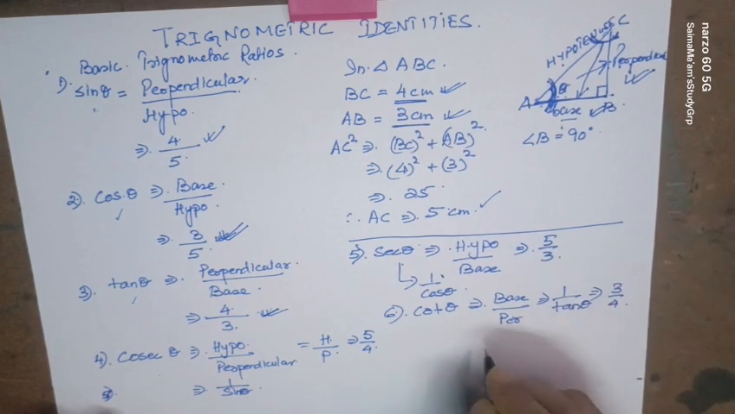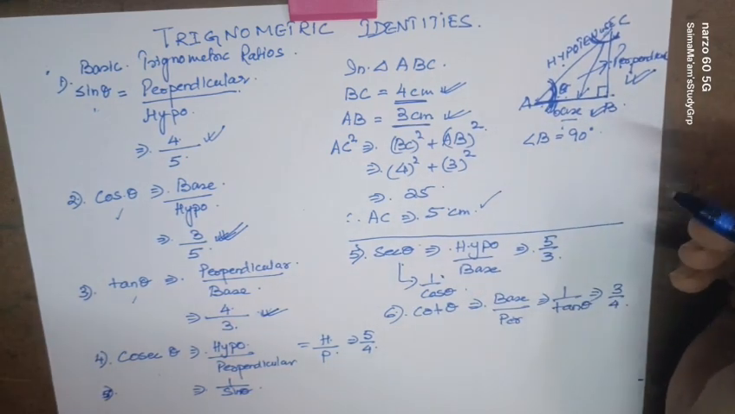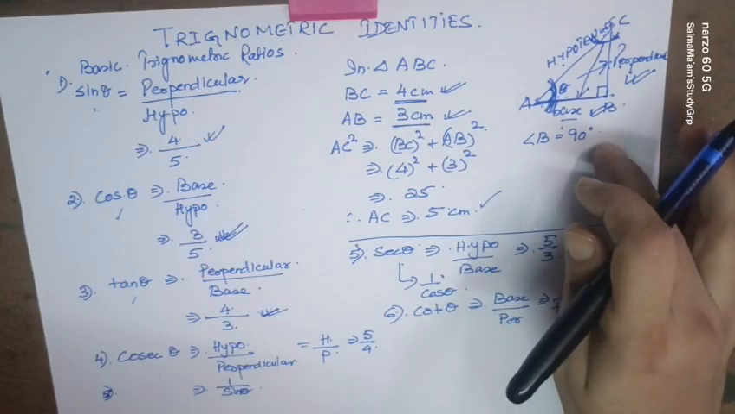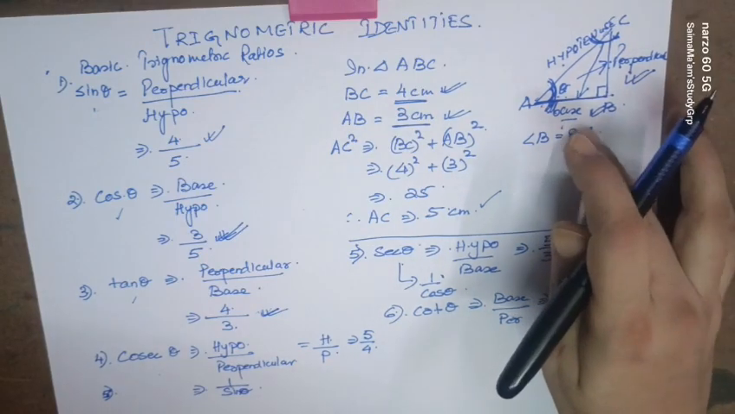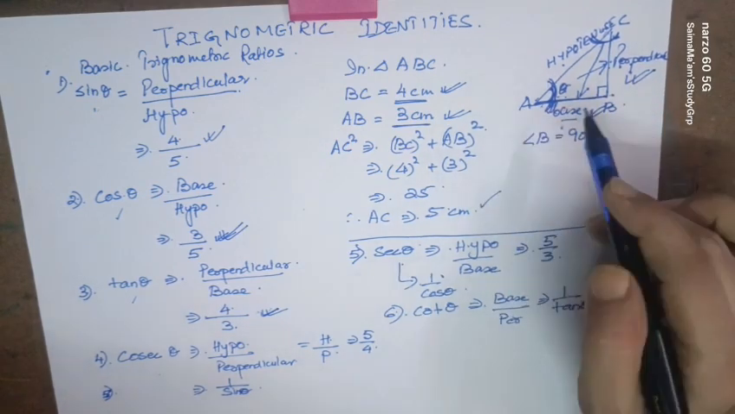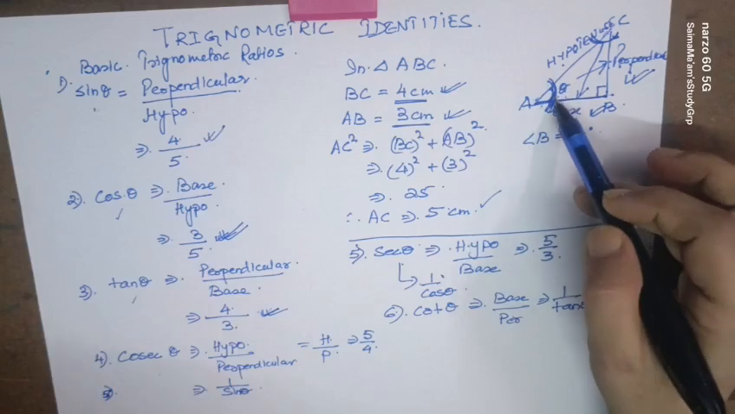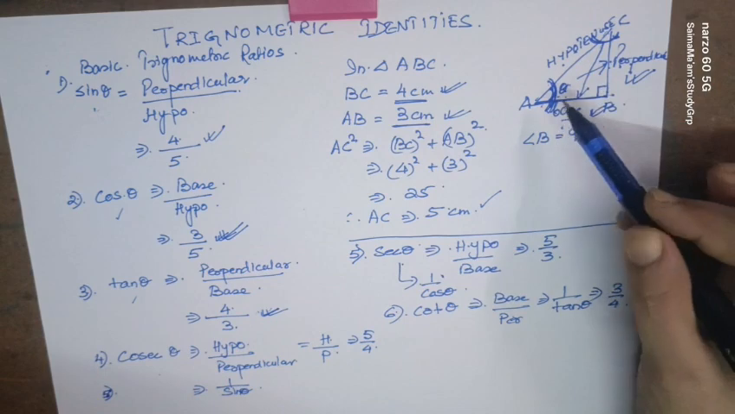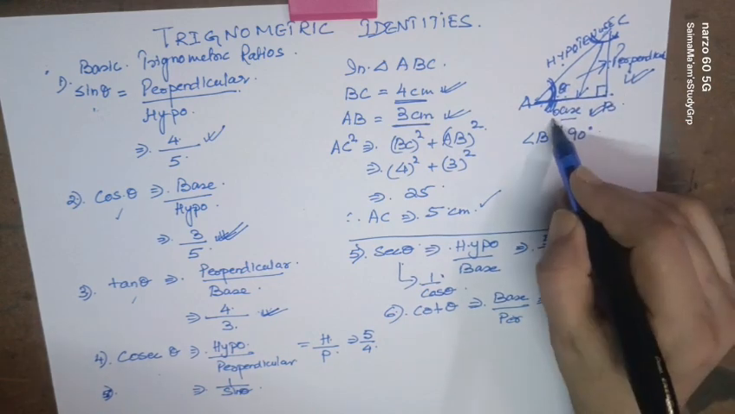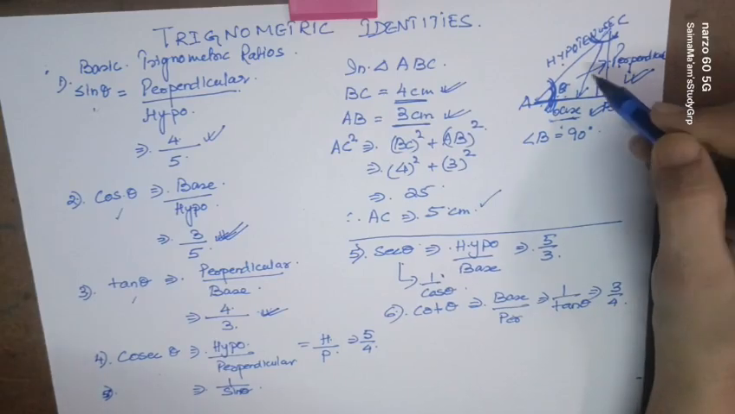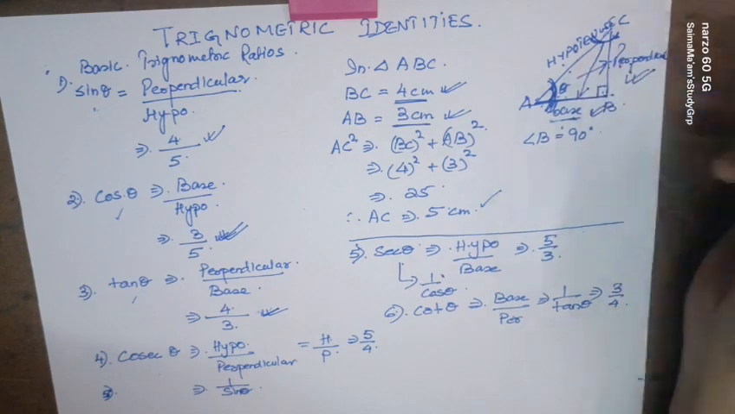So let us quickly recapitulate what we have done. We started with trigonometric identities, in which we consider a right angle triangle, taking one of the angles to be the unknown angle, which I consider to be theta. The side opposite to it will be its perpendicular, and the adjacent side is known as its base. Then the side which is opposite to the right angle is considered to be the hypotenuse.